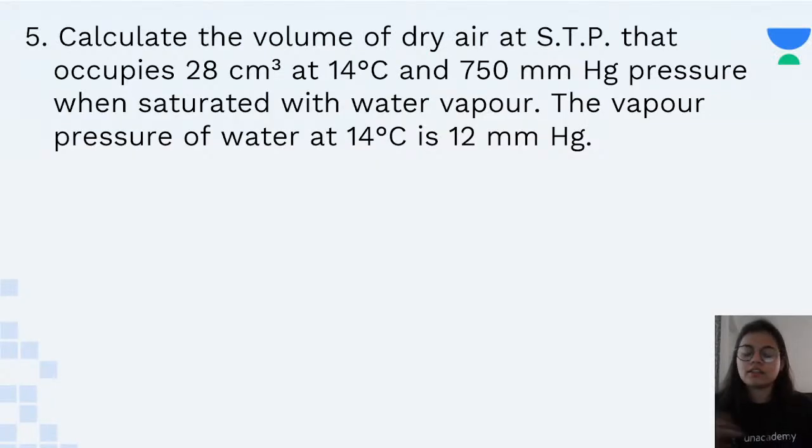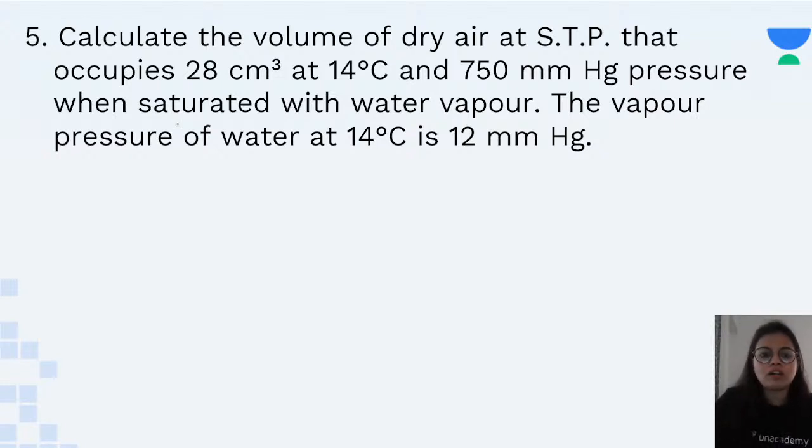Okay. Next is question number 5. So the question says calculate the volume. Okay, so this is where we are going to clear your confusion. To calculate the volume of dry gas at STP, that is standard temperature and pressure, that occupies 28 centimeter cube at 14 degrees Celsius and 750 mm Hg pressure when saturated with water vapor. The water vapor pressure of water at 14 degrees Celsius is 12 mm of Hg.